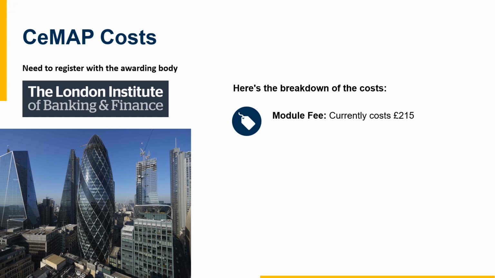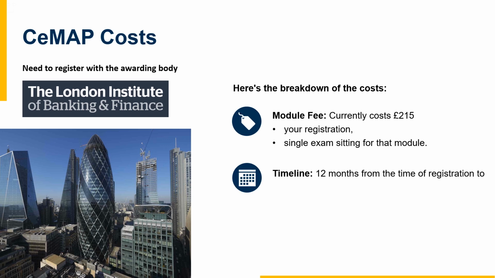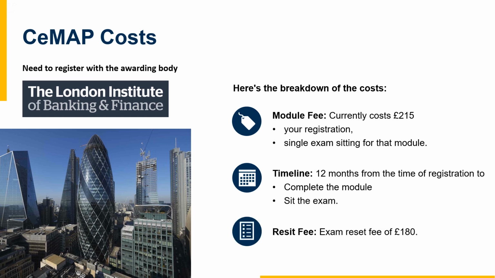Module fee. Each module, including CeMAP 3, currently costs £215. This fee covers your registration and a single exam sitting for that module. Unlike CeMAP 1 and 2, as we discussed earlier in this video, CeMAP 3 does not have its own syllabus and is based on what you learnt in the previous modules. Timeline. You have a generous 12 months from the time of registration to complete the module and sit the exam. Reset fee. In the unfortunate event that you don't pass this module, there's an exam reset fee of £180.